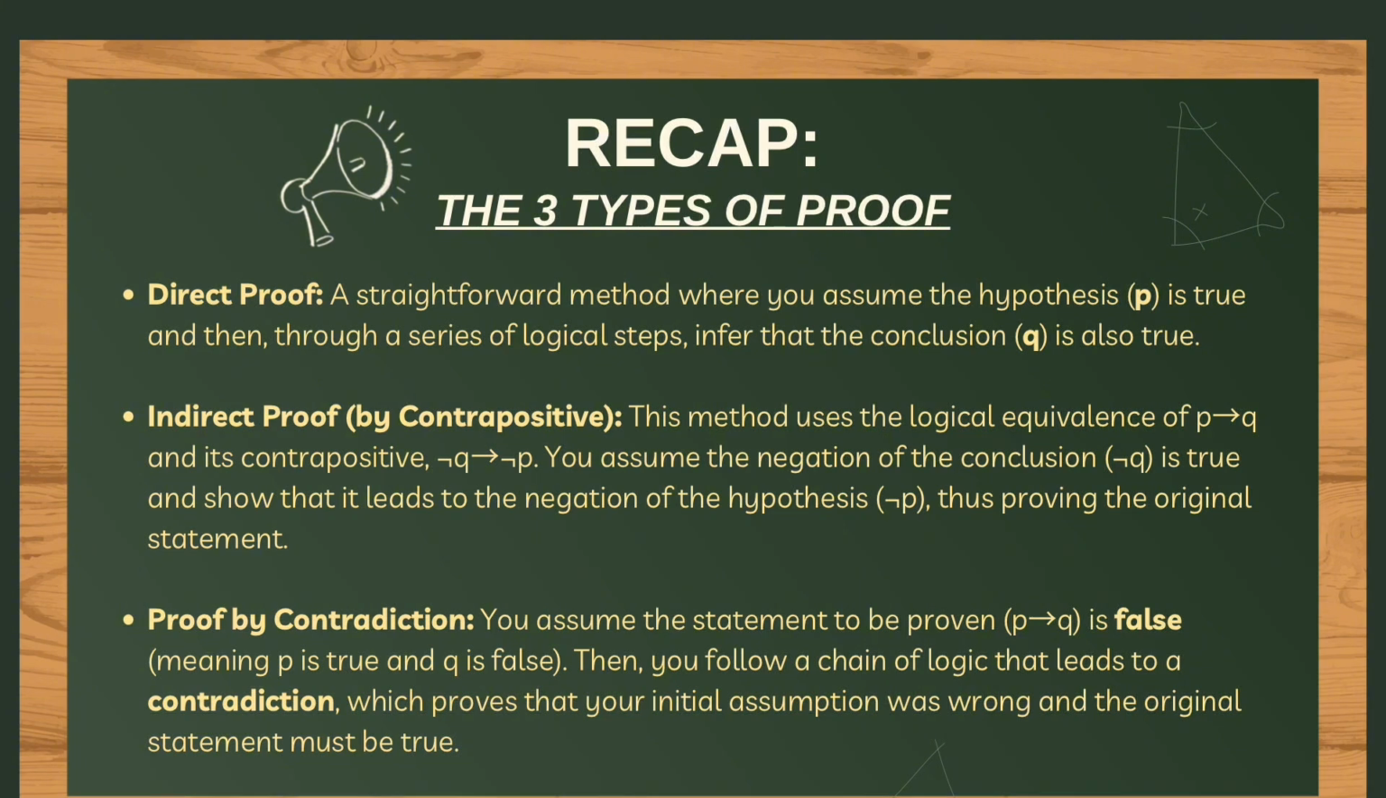Under indirect proof by contrapositive, basically, you assume the negation of the conclusion is true and show that it leads to the negation of the hypothesis, thus proving the original statement. Proof by contradiction, you follow a chain of logic that leads to a contradiction which proves that your initial assumption was wrong and the original statement must be true.